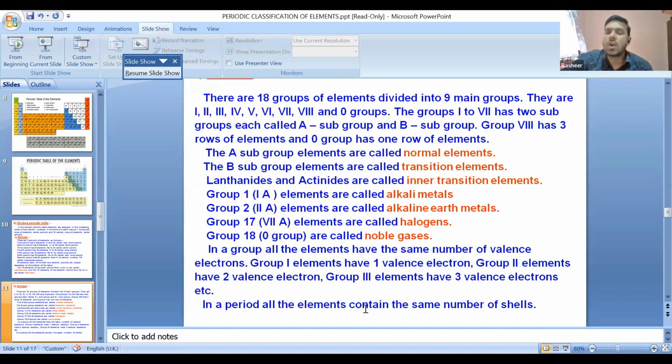So in the periods, all the elements contain the same number of shells. Periods means left to right. If lithium has 2 shells, then the next element after lithium, beryllium, also has 2 shells. Means while going left to right, there is no increase in the shells. But when you come down the group, there is an increase in the shells.